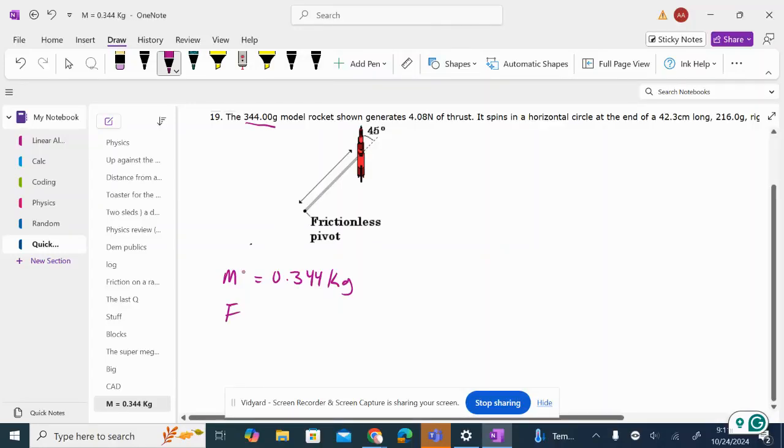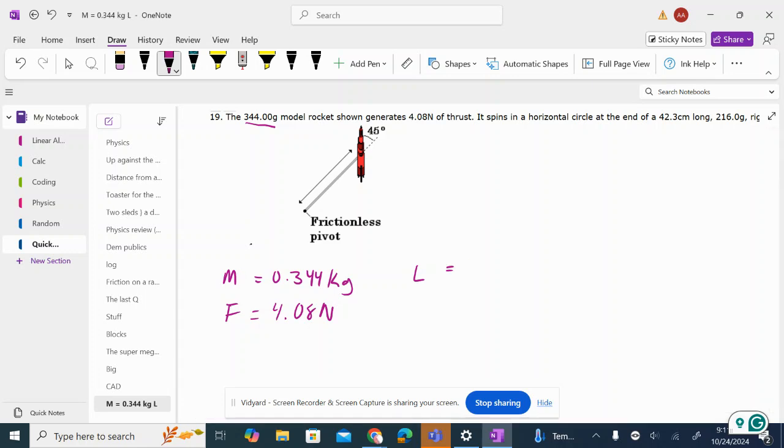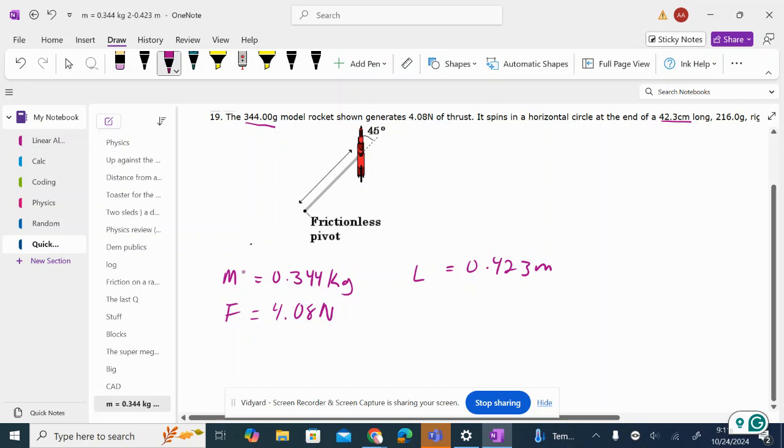We have the force that is generated by the thrust. That's 4.08 newtons. We have the length, which is equal to 0.423 meters. Make sure you guys also convert that. This is in centimeters. You have the mass of the rod, which is going to equal 0.216 kilograms. And then you have the angle, which we're just going to call theta, which is equal to 45 degrees. Cool? Cool. Okay.